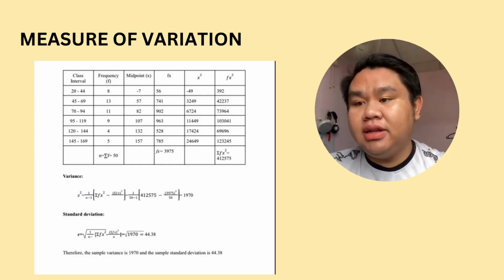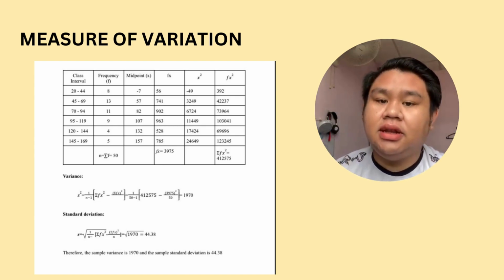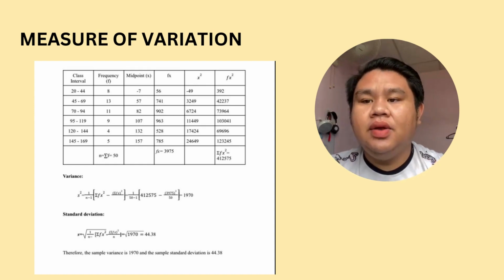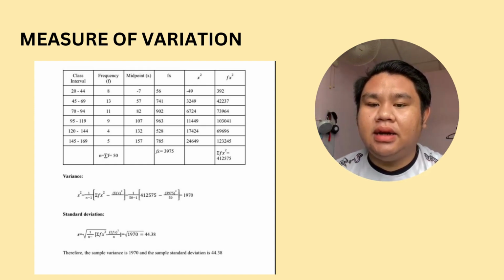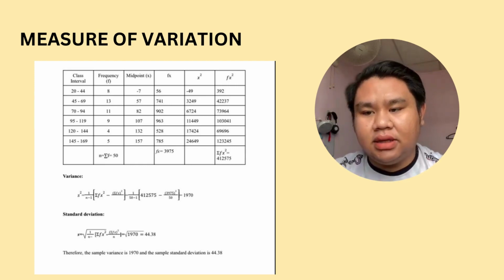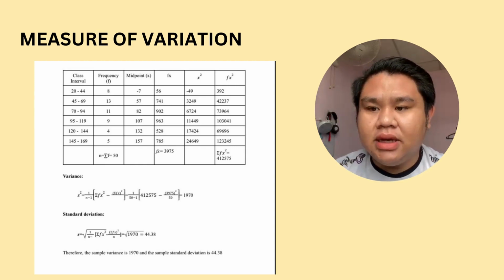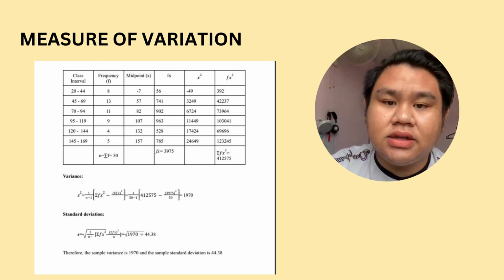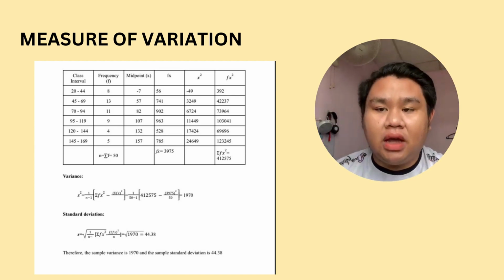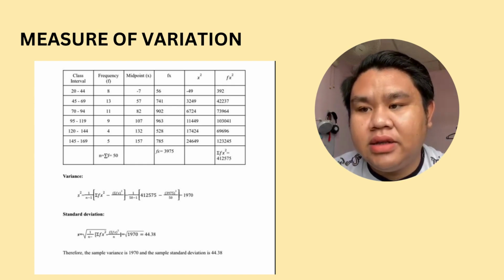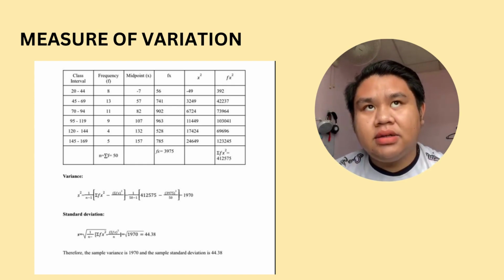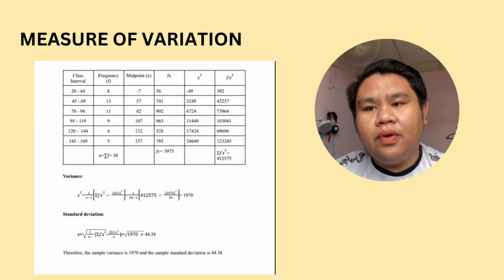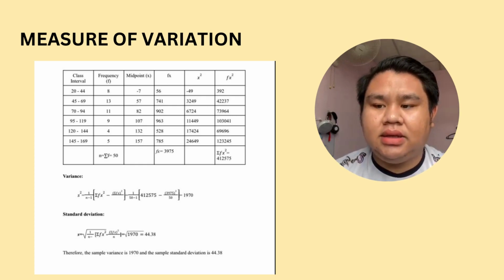Last but not least, there is measures of variation. Like you can see in our slide, there is our table, from which we find the other answers. After we get the answers, we can find the variance and standard deviation. After we calculate, the sample variance is 1970, and the sample standard deviation is 44.38.